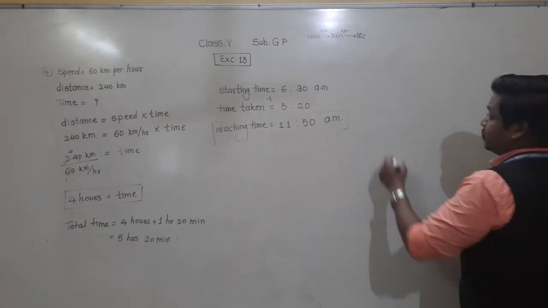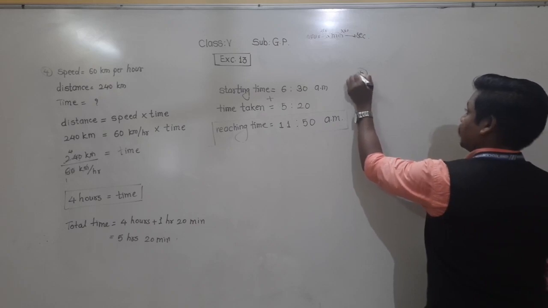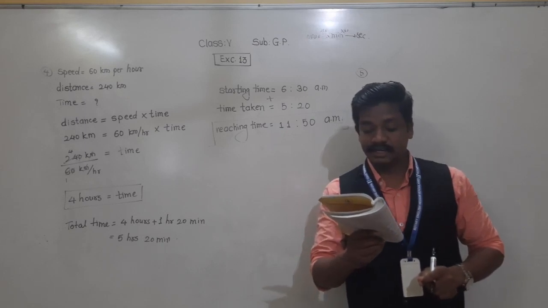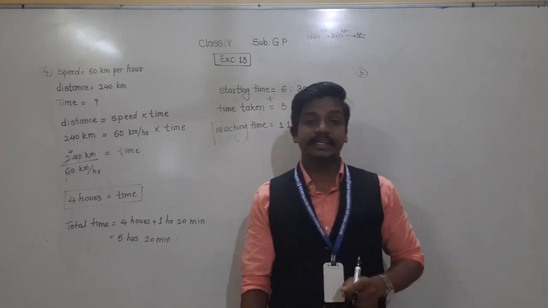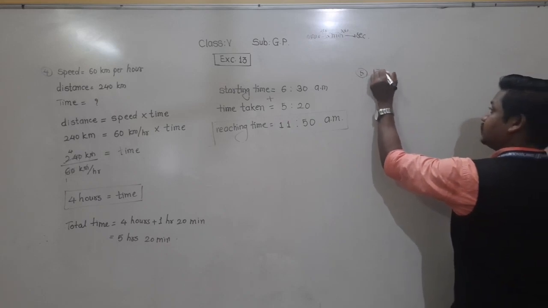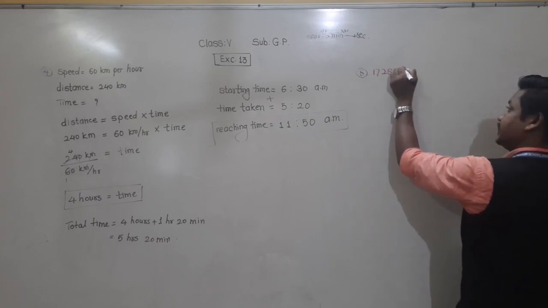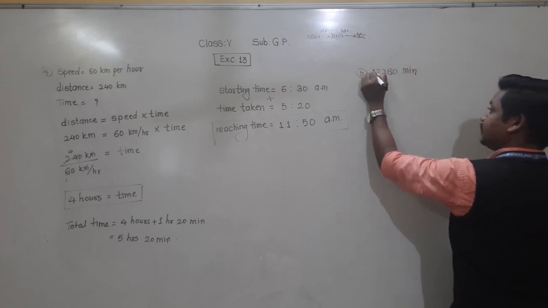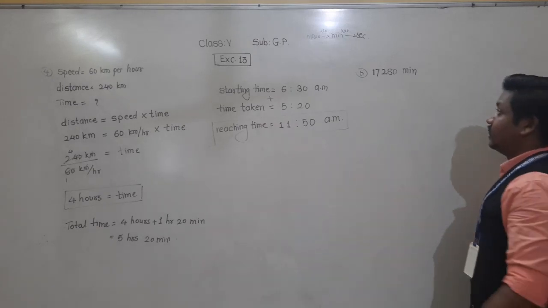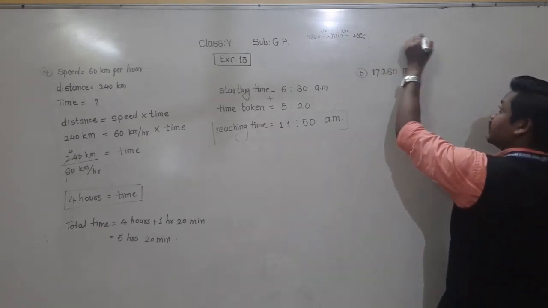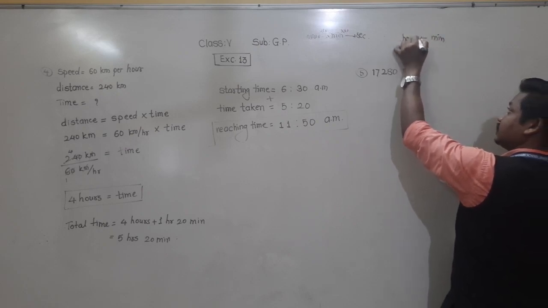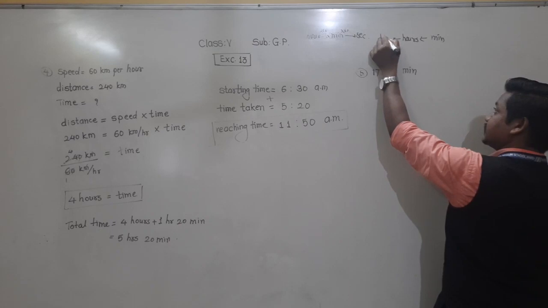See, now question number 5. Find the number of days in 17,280 minutes. 17,280 minutes are given, and you have to convert these minutes into days. Now when minutes are converted into days, here we have minutes, then hours, and then days. Okay, so this is the sequence.